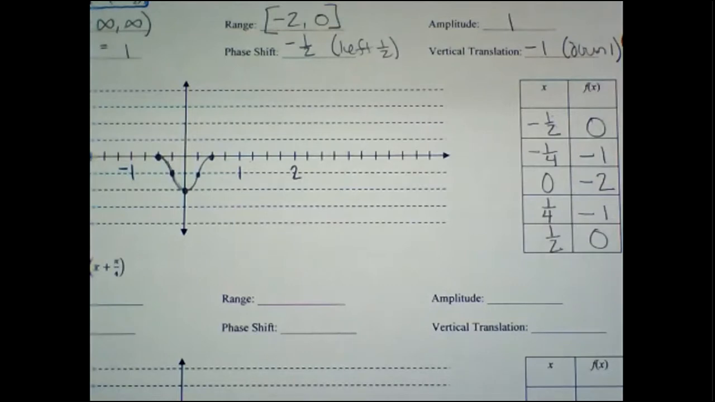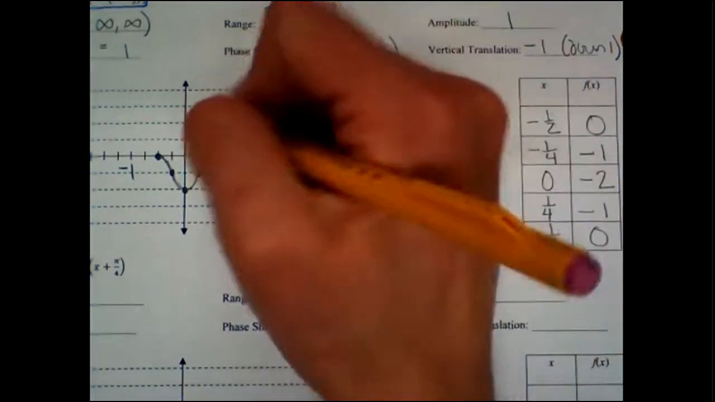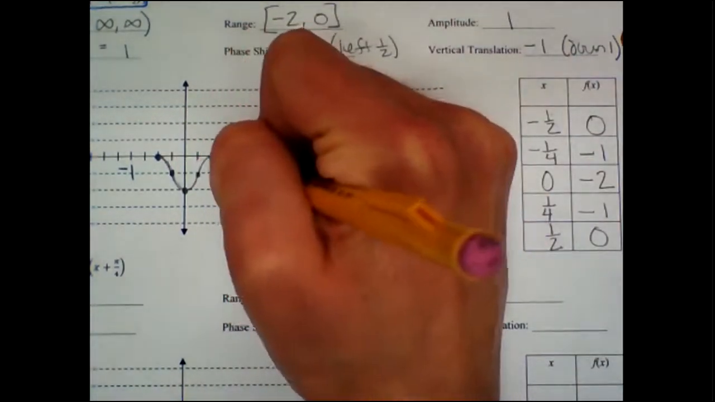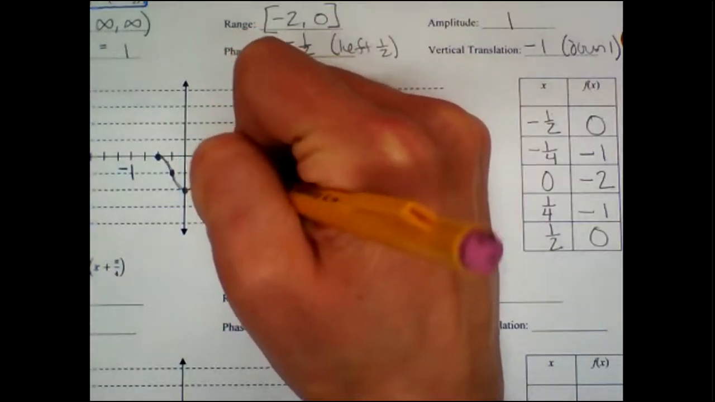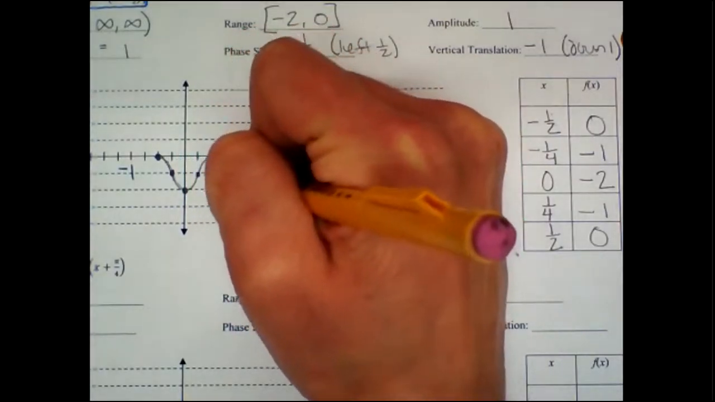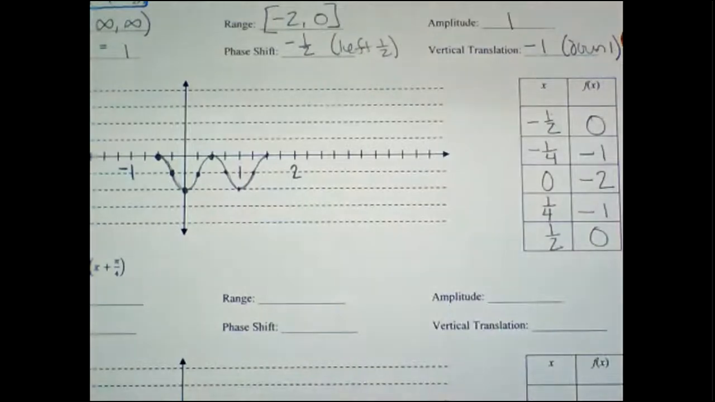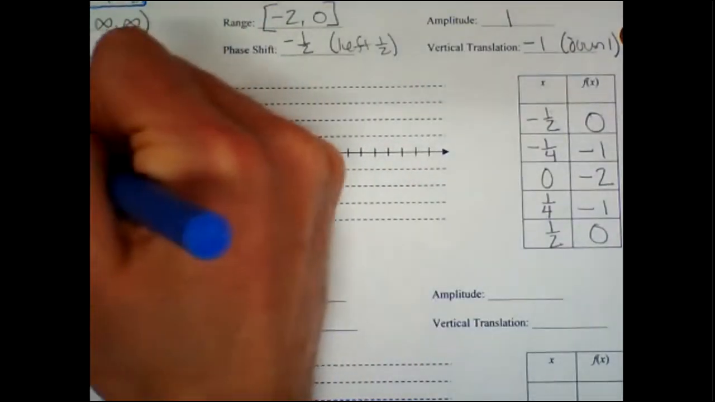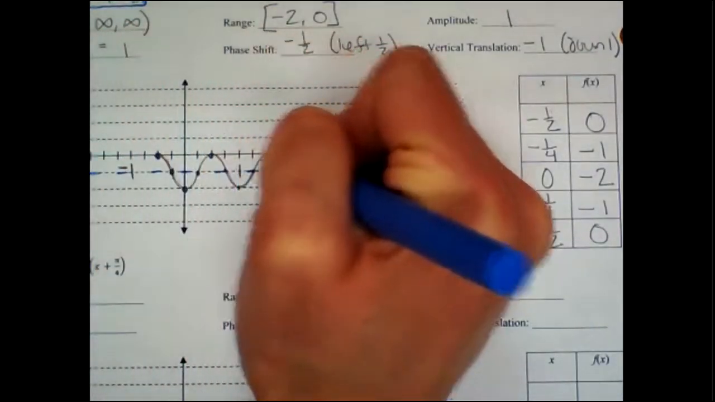So that's 1 cycle, and I just want you to continue the pattern at least 1 more cycle. You can go further if you want, but I just want you to continue it at least once more, just to show me you can keep the pattern going. And if you want to dot in the center line, you can. You don't have to, but if you want to dot in that center line, if that helps you.